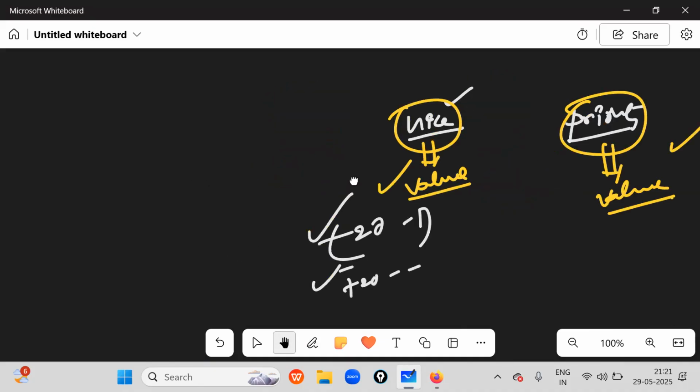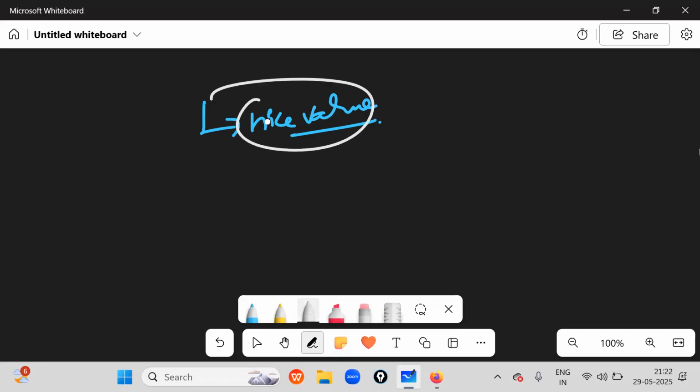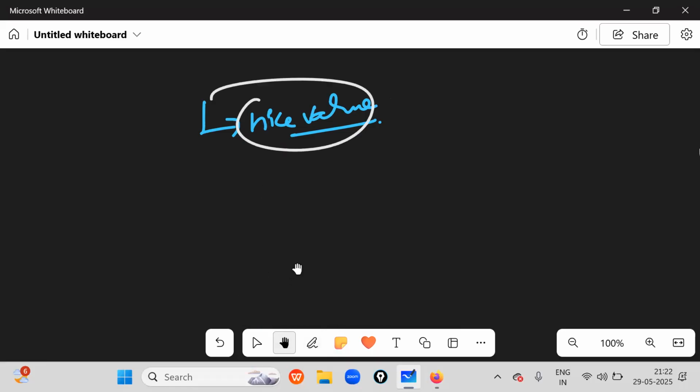Okay, friends, first of all, a nice value is the one which is controlled by the user. For user interface purpose, user understanding purpose, we are working with nice value. That means from the user perspective, we are talking about nice value.